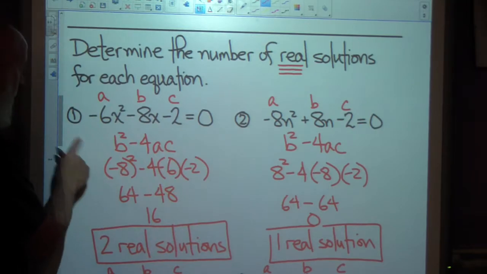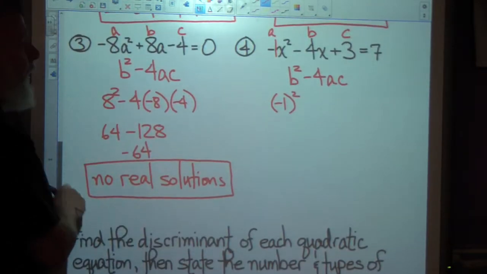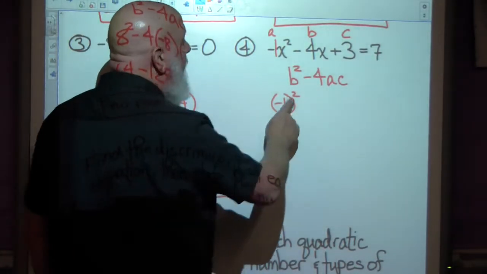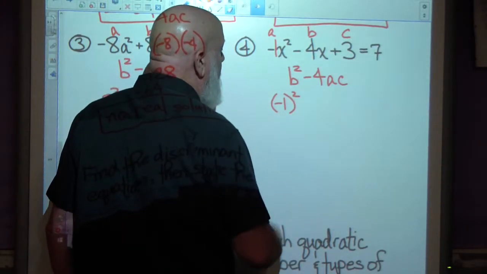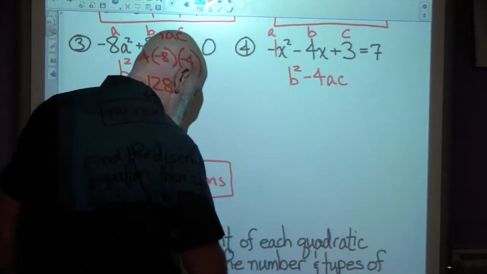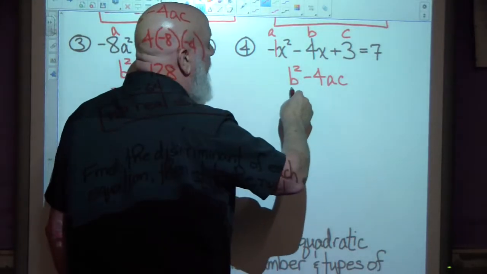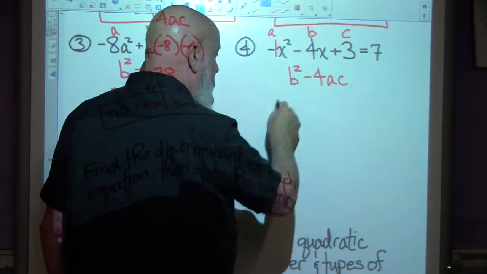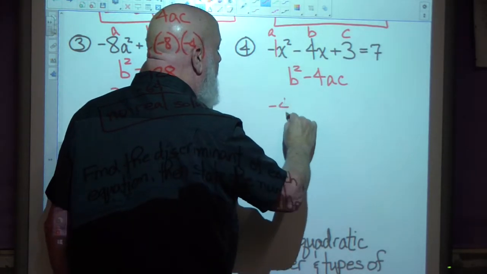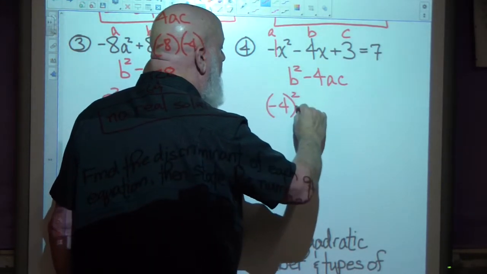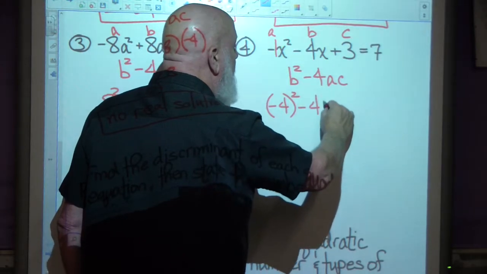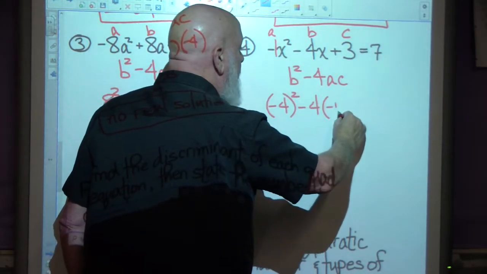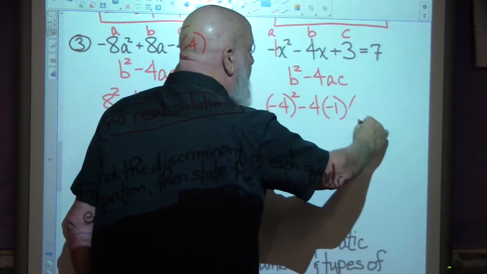Negative 8 squared. Okay. And I did it again. I'm putting A in here for B. I don't know why I'm doing that, other than the fact that it's very early. So don't make that mistake that I'm making. This B squared will be negative 4 squared. B is negative 4. Minus 4 times A, negative 1, times C, which is 3.